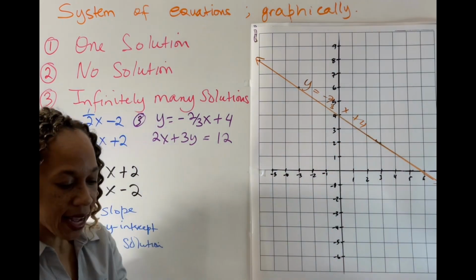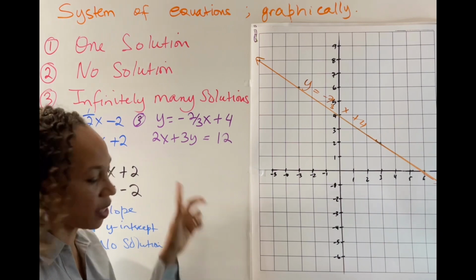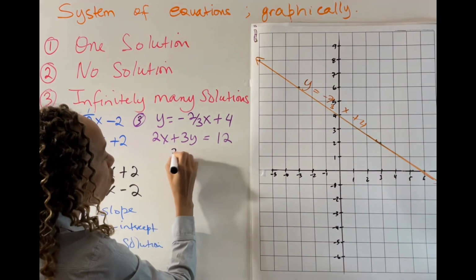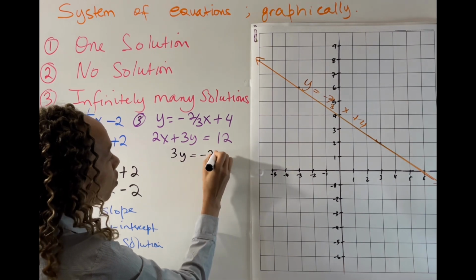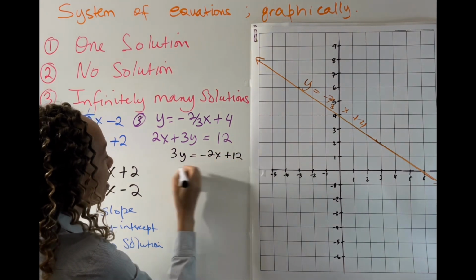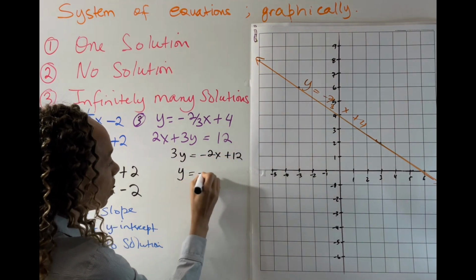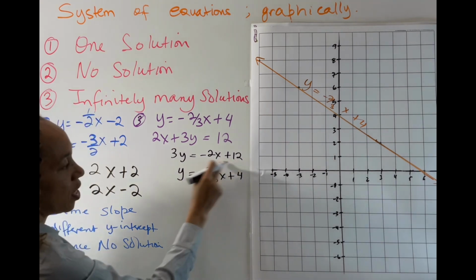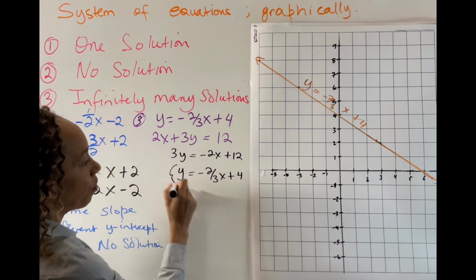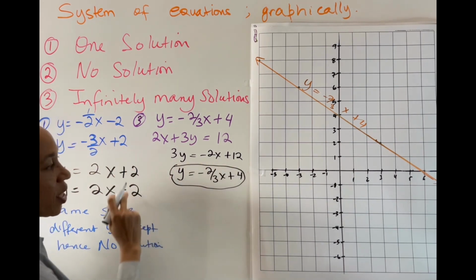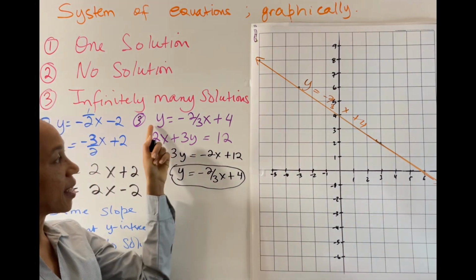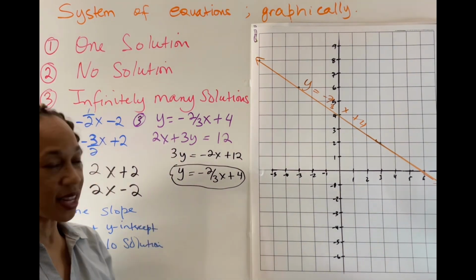Now let's change the next one. So we're going to change this into slope-intercept form. So we will have 3y equals negative 2x plus 12. And the next line is y equals negative 2/3 x plus 4, because we're going to divide by 3. Whoa, what do you notice? You'll notice that both equations are the same.